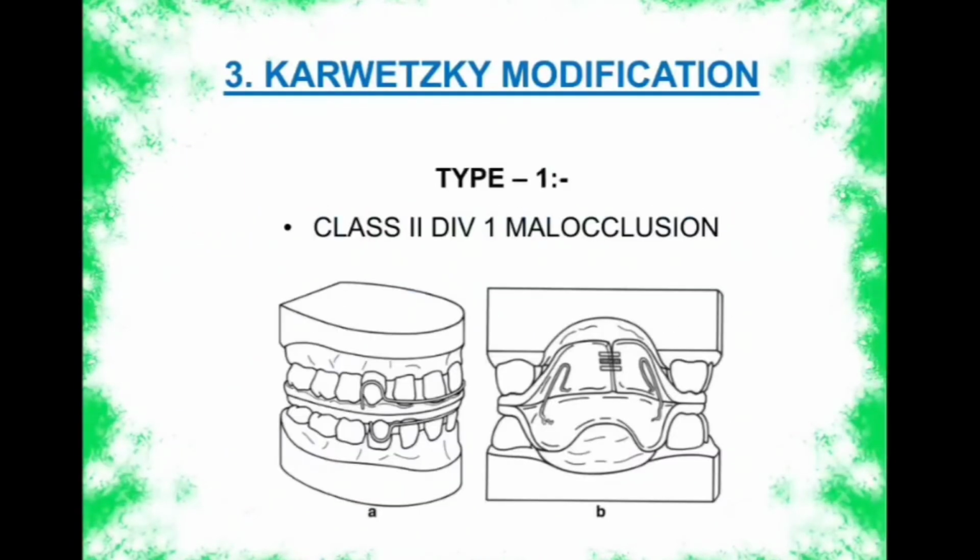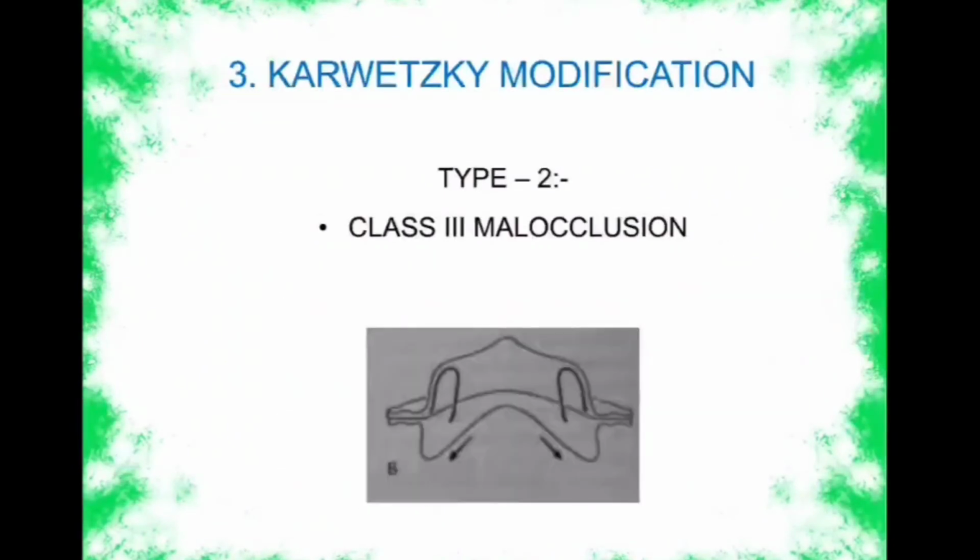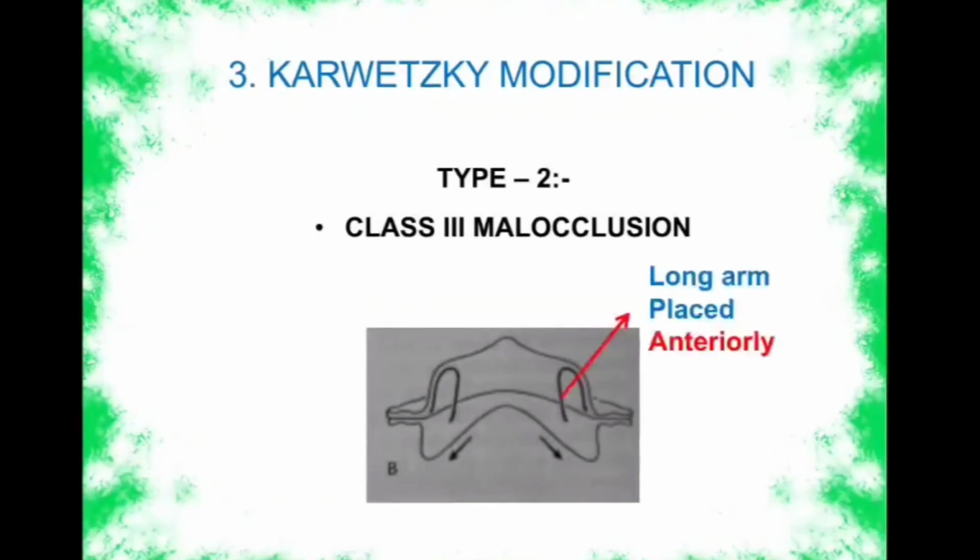Coming to type 1, which is used in treatment of class 2 division 1 malocclusion. Normally, in class 2 cases, we need to move the mandible forward to bring it into class 1. So, here the long arm should be placed posteriorly. And type 2, which is used in the treatment of class 3 malocclusion cases. Here, in order to bring the mandible into class 1, we need to move the mandible backward. So, the long arm should be placed anteriorly.